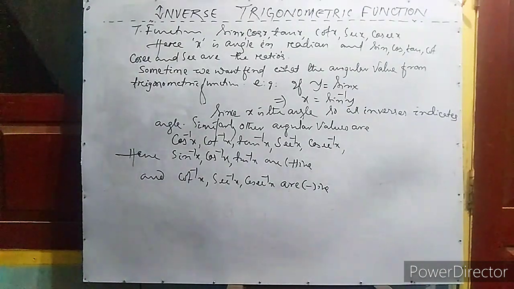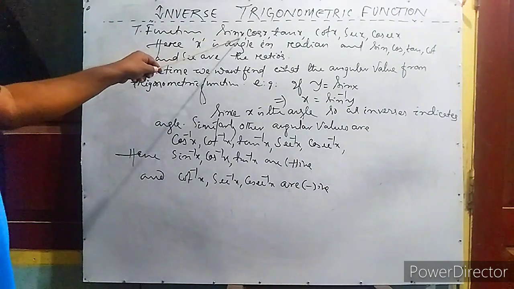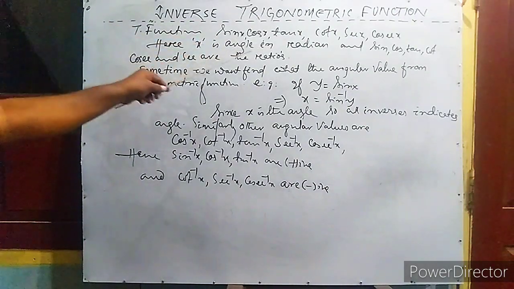Students, we will discuss the inverse of the trigonometric function. What do you mean by the trigonometric function? Trigonometric functions are sin x, cos x, tan x, cot x, sec x, cosec x. These are the trigonometric functions. Here, x represents the angle in radians.